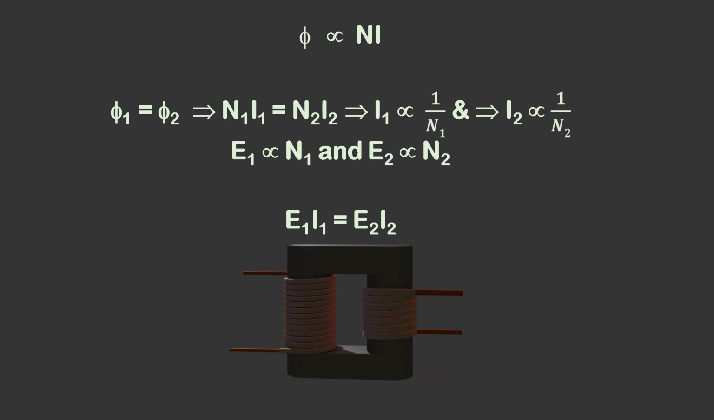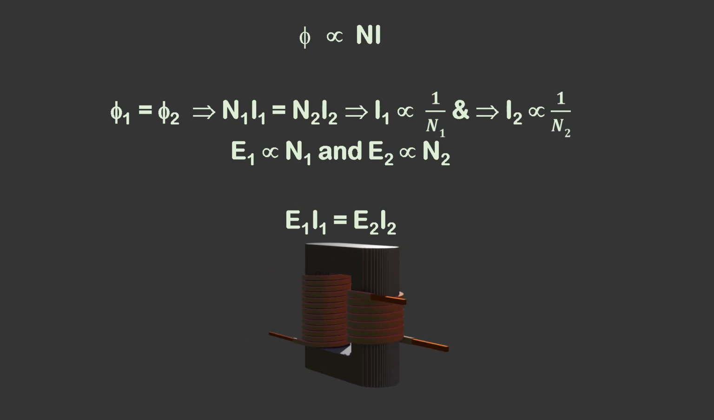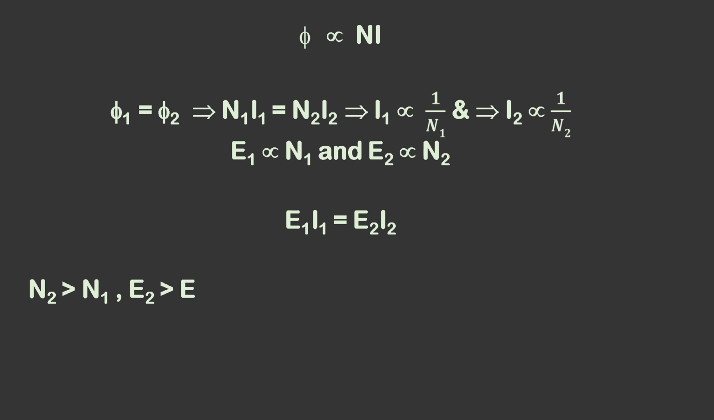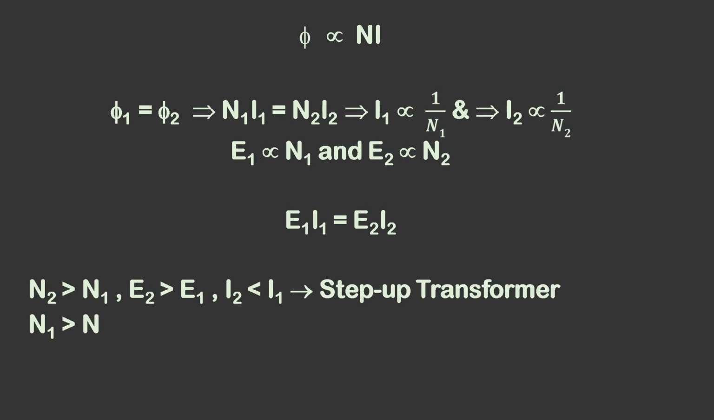Here, you see that for a certain power output, both voltage and current in the secondary circuit depend on the number of turns in the secondary winding. If the number of turns in the secondary is greater than in the primary, the output voltage is greater than the source voltage, and the secondary current is less than the source current. This is called a step-up transformer. If the number of turns in the secondary is less, the output voltage is lower and the current is higher. This is called a step-down transformer.